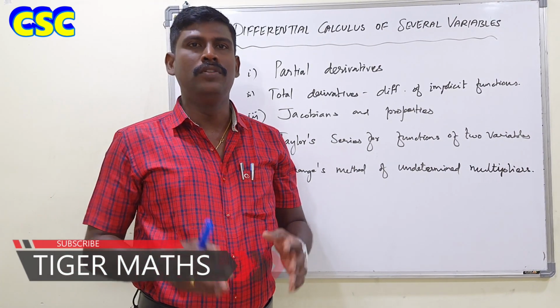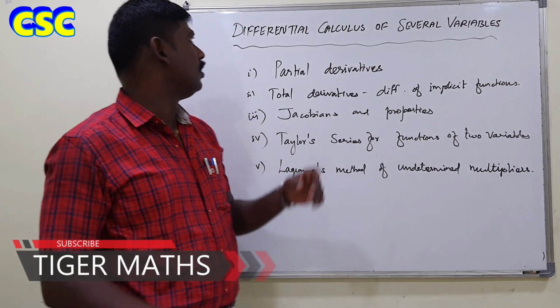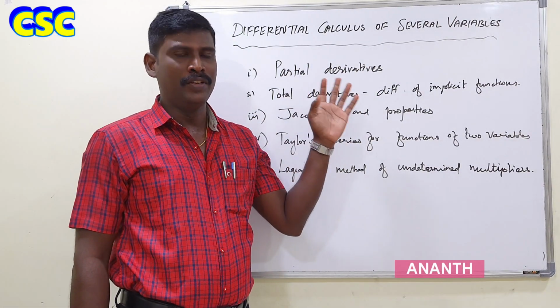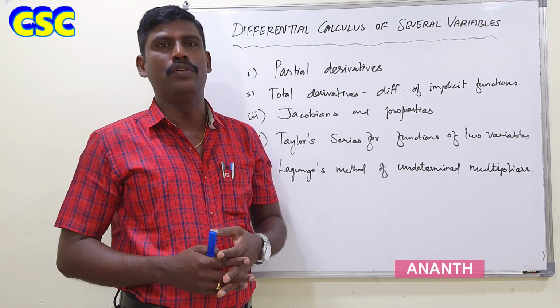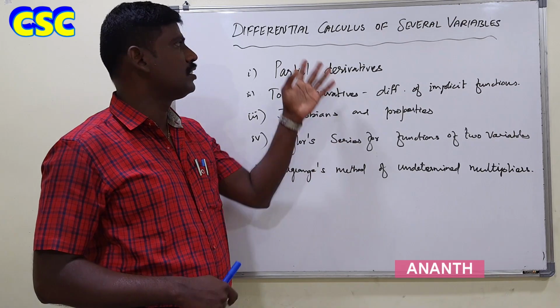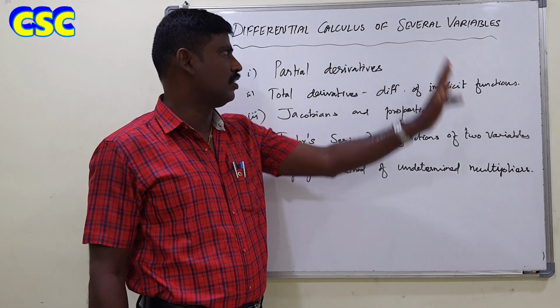After the completion of unit 3, let us start unit 4, differential calculus of several variables. This is the most important unit and also the easiest unit to score full marks. Okay, and what are the areas we are going to discuss in this unit 4, differential calculus of several variables.